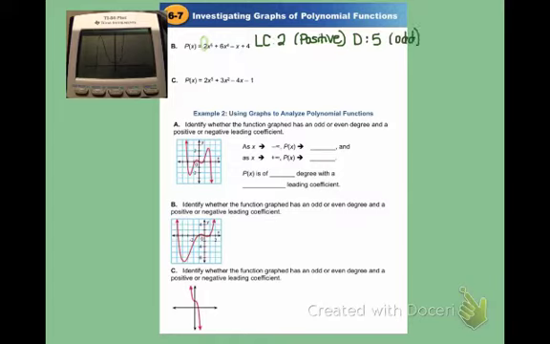So we know that odd functions must travel in opposite directions, and we can clearly see that that's what's going on here. We've got one branch over here that's facing downward. We have one branch over here that's facing upward.